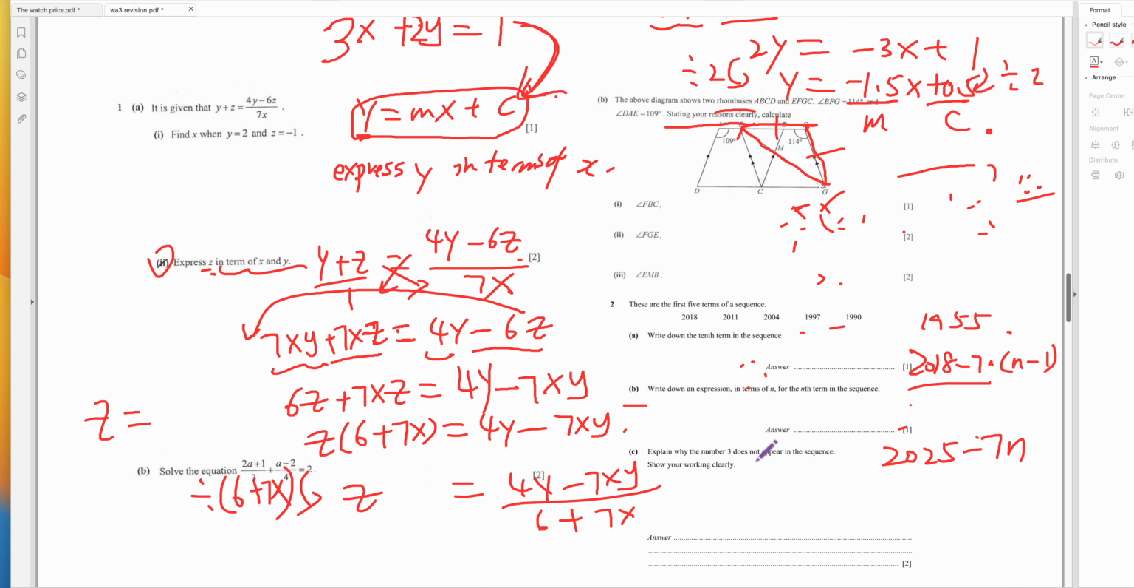Correct. So how do you explain 3 is not there? You just equate this to 3. Then what's your n? Figure it out. Good question. Wait, let me. 2022. Because we want to find the 3 in the series is which number? Continue solving for n.